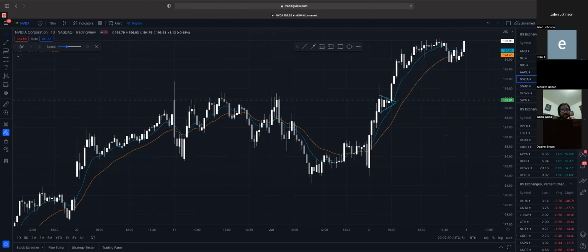SPY still was holding 490 the whole entire time, even closed above it. So that's something that we want to watch out for. Tesla closed right above support. So I definitely think tomorrow could be a nice little run up. Who knows?